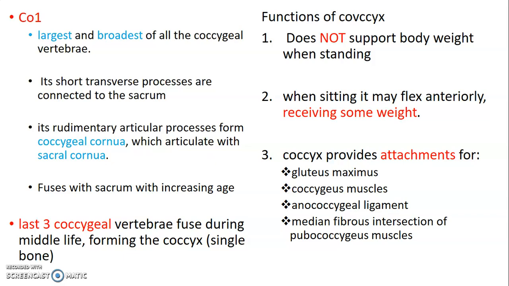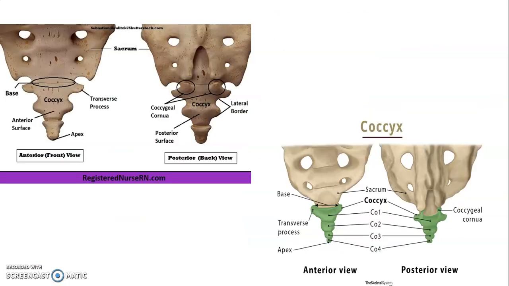Remember, the first coccygeal fuses with the sacrum with increasing age, and the last three coccygeal vertebrae fuse during midlife, therefore forming the coccyx. What are the functions of the coccyx? They don't support body weight when standing, but when sitting, the coccyx may flex anteriorly and receive some body weight. The coccyx also provides attachment for various muscles such as gluteus maximus, coccygeus muscle, anococcygeal ligament, and the median fibrous intersection of the pubococcygeus muscle. So coccygeus, pubococcygeus, anococcygeal ligament, and gluteus maximus attach onto the coccyx.